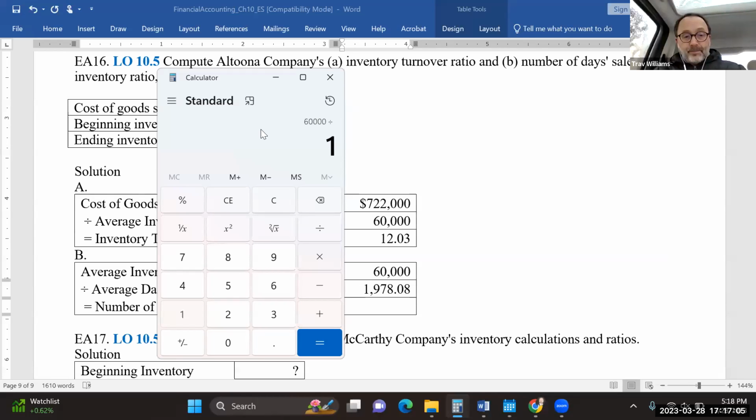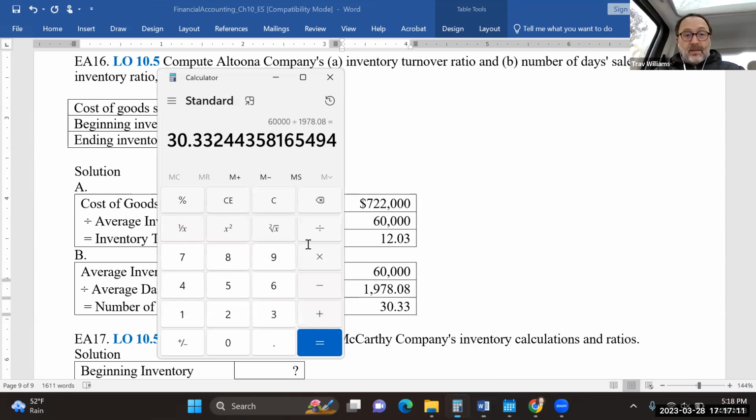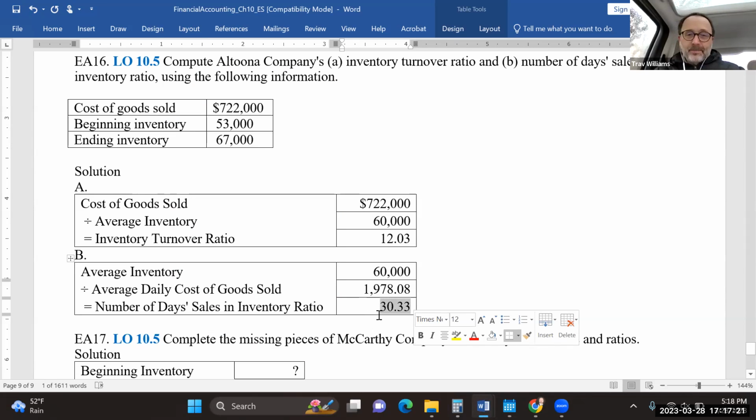If we had taken a shortcut, and let's say we just took 365 and divided it by our inventory turnover ratio, because of rounding, we end up with 30.34. So it's a little bit different. Okay, so it's fairly close, but not exactly the same. Okay, and the final exercise, we have some missing numbers.